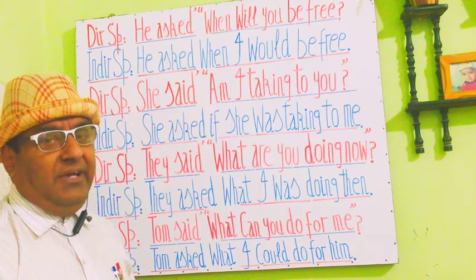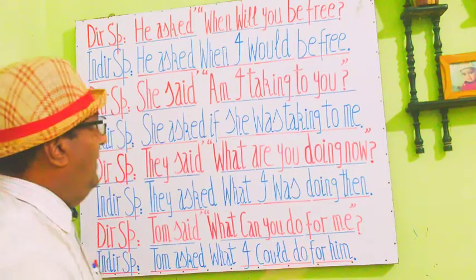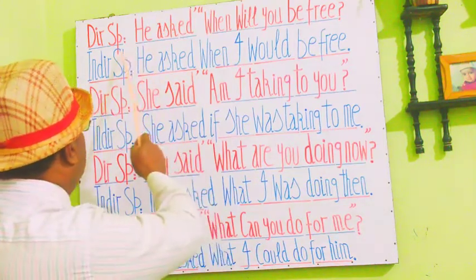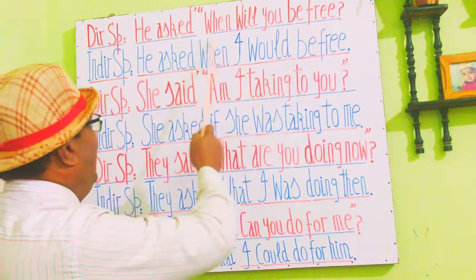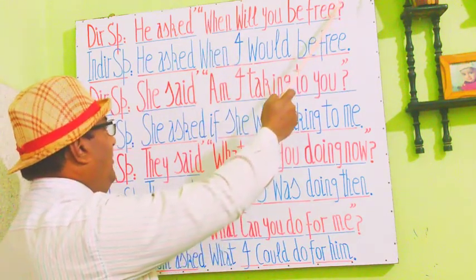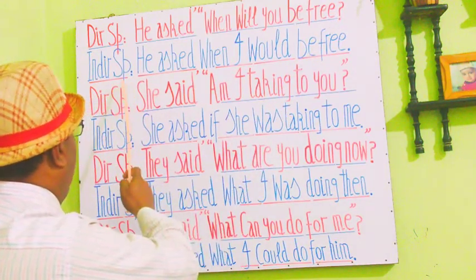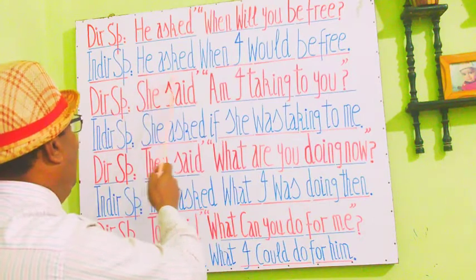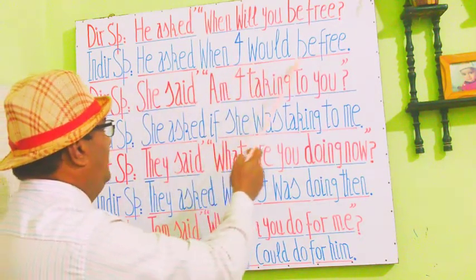Let's repeat them again. आइए उन्हें एक बार फिर से दोहराते हैं. You see, the first statement in Brett's speech is, he asked, when will you be free? Comma, inverted comma is close, interrogative sign. Let's see its change in indirect. He asked when I would be free.